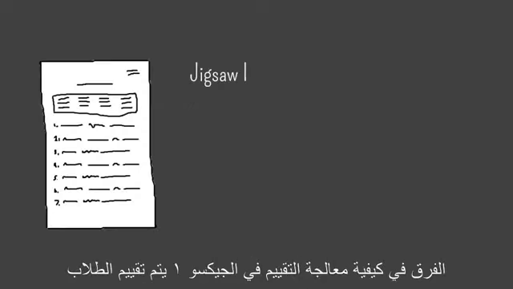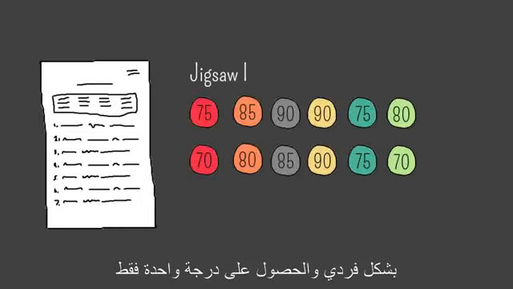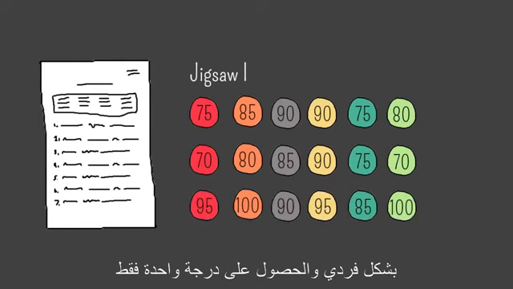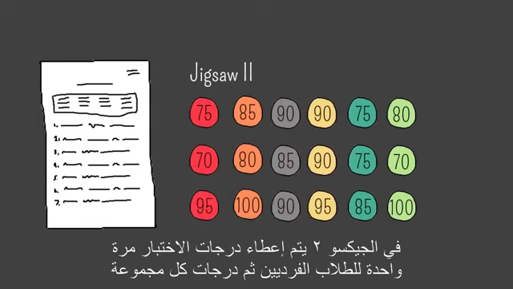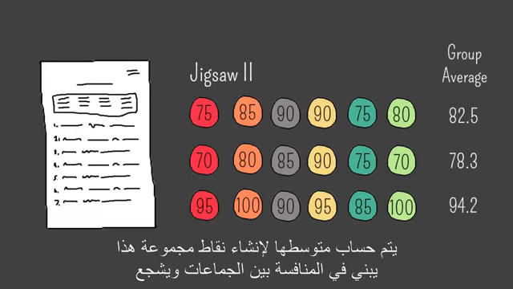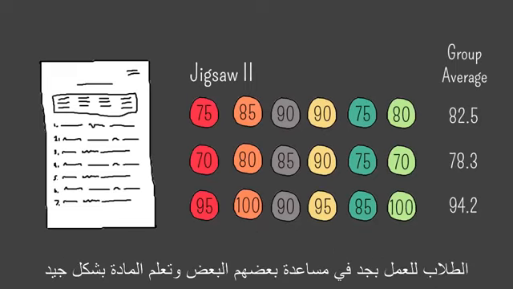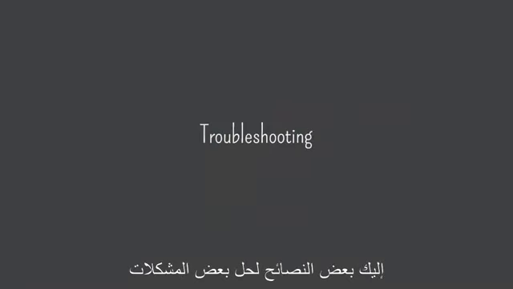Jigsaw 2 is a variation on the basic structure of Jigsaw. Developed by Robert Slavin in 1986, Jigsaw 2 makes one significant tweak to the basic Jigsaw. The difference is in how the assessment is treated. In Jigsaw 1, students are assessed individually and receive just one score. In Jigsaw 2, quiz scores are given once to individual students, then each group's scores are averaged to generate a group score. This builds in competition between groups and encourages students to work harder at helping each other learn the material well. Here are a few tips for troubleshooting this strategy.